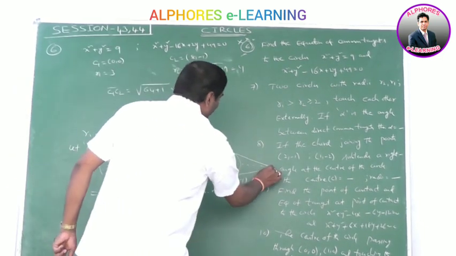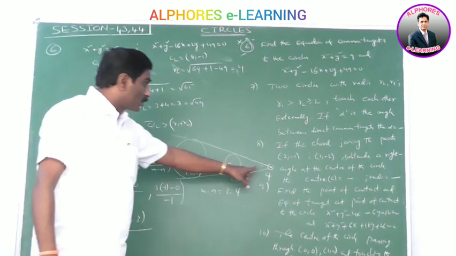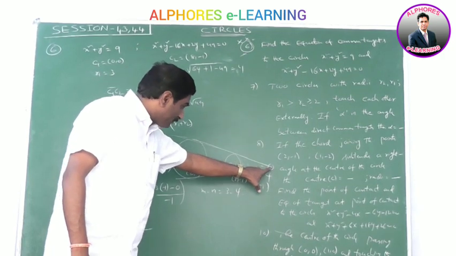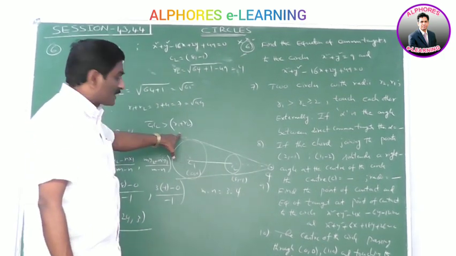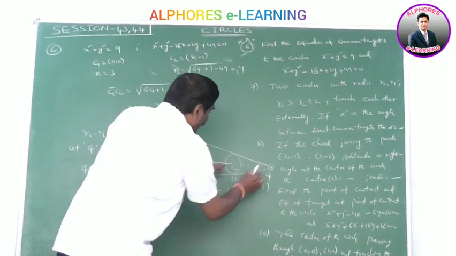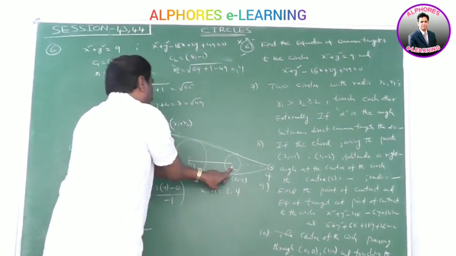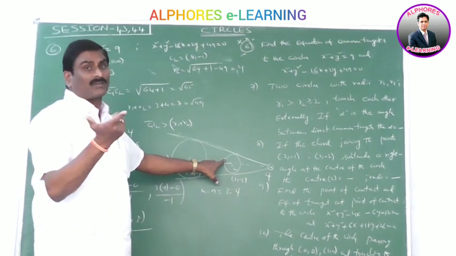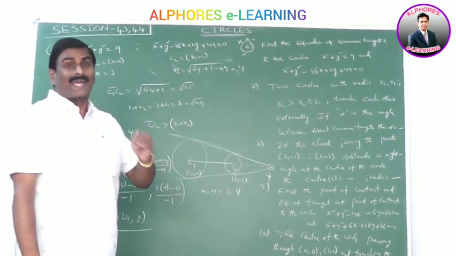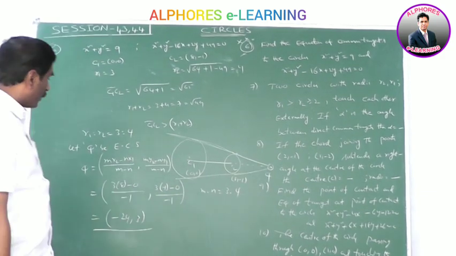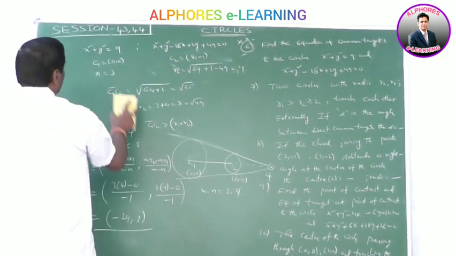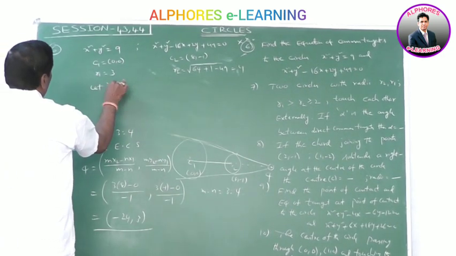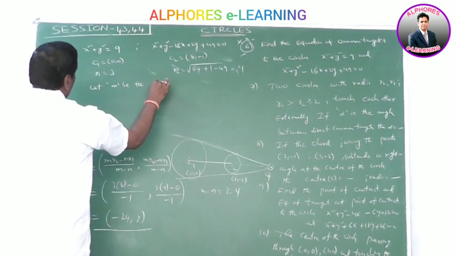Next, let m be the slope of the direct common tangent through Q. Here, the line touches both of the circles. Suppose this is the tangent to the second circle; this extended line is automatically tangent to the first circle. So we find the tangent to either the first circle or the second circle, and we get the direct common tangent. Now let m be the slope of the direct common tangent.